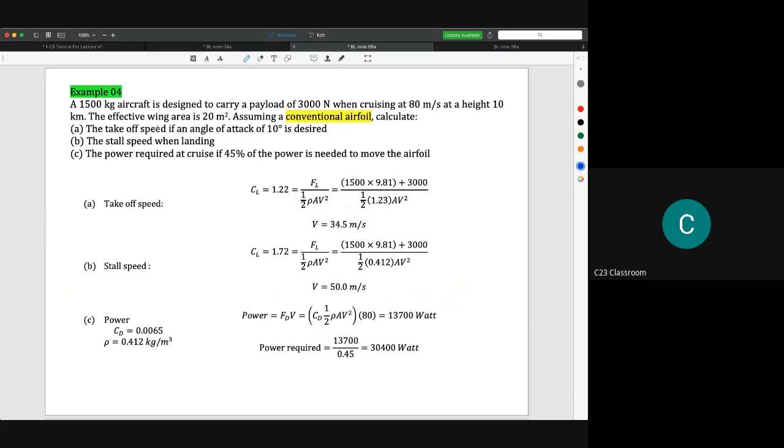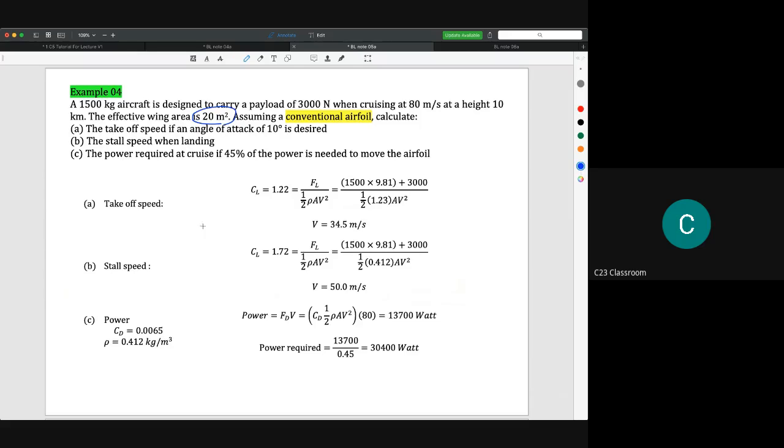Okay, for example, a 1500 kilogram aircraft is designed to carry a payload of 3000 Newton when cruising at 80 meter per second at a height of 10 kilometer. The effective wing area is 20 meters square. Assuming a conventional airfoil, calculate the takeoff speed if the angle of attack is 10 degrees, the stall speed when landing, and the power required at cruise if 45% of the power is needed to move the airfoil.